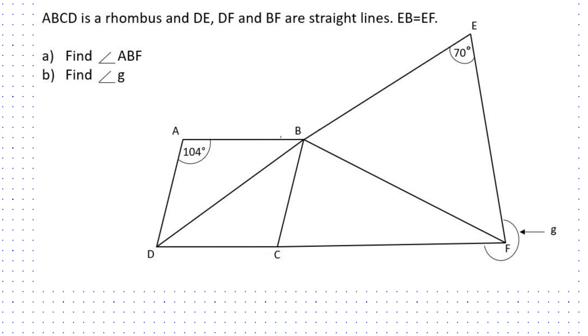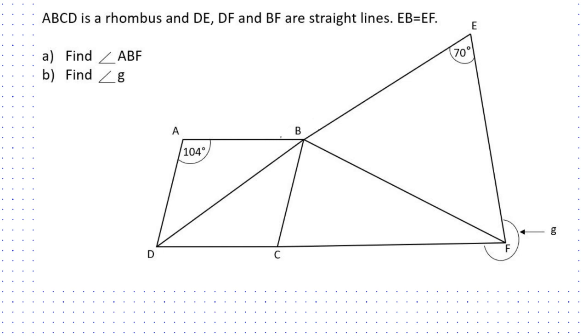So this question is based on geometry. It says ABCD is a rhombus. So that will be A, B, C, D. So before we move on, let us mark all the properties of a rhombus in this figure.